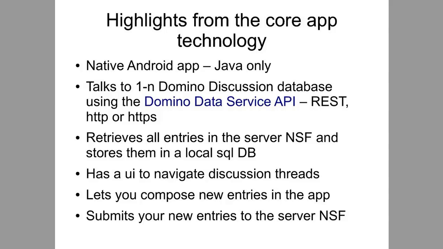Right, so just briefly what this app does. It's a native app, no hybrid or anything. It's all Java. When you have the app installed, you can configure it to talk to one or several Nodes discussion databases, and it'll do this using this Domino data service API, which is a REST API, so it's using HTTP or HTTPS. It will retrieve all the discussion entries in the NSF, and store them locally in a SQL database in the app.